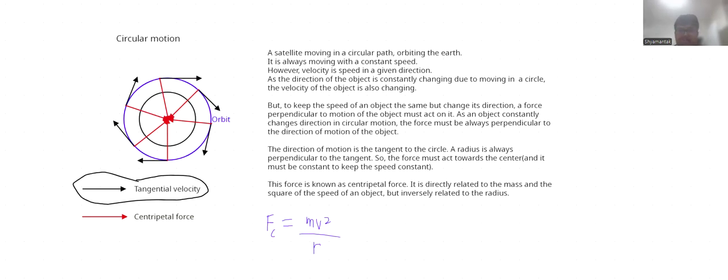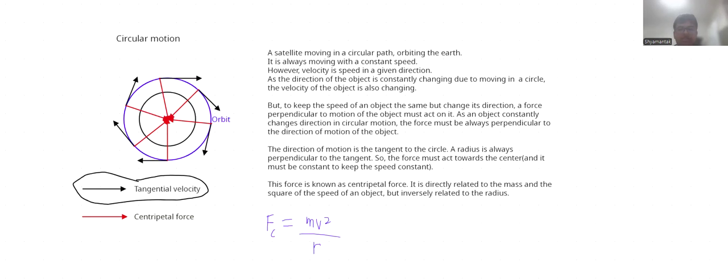So as there is an acceleration, there must be a force that acts on the object. For an object's direction to change, the force must always be perpendicular to the direction of motion of the object. Hence, as the direction of motion of the object is always tangential in circular motion, and the radius is always perpendicular to the tangent in a circle, the force that acts on the object throughout the circular motion is towards the center of the circle along the radius of the circle.